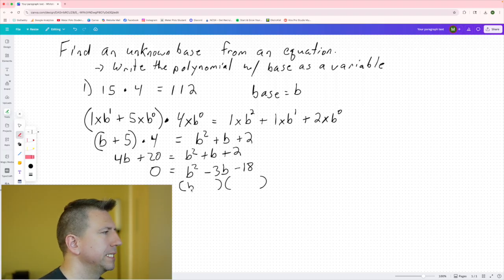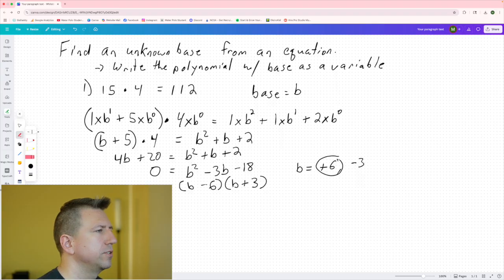So we have b on this side, and we have a negative number, so one of these is going to be negative, one of these is going to be positive, right? So negative 18, and we have to have the difference be 3. So it makes sense here that the two numbers are 6 and 3. So b minus 6 and b plus 3. That solves to b is equal to either positive 6 or negative 3. We're going to choose the positive, and so our base is base 6.